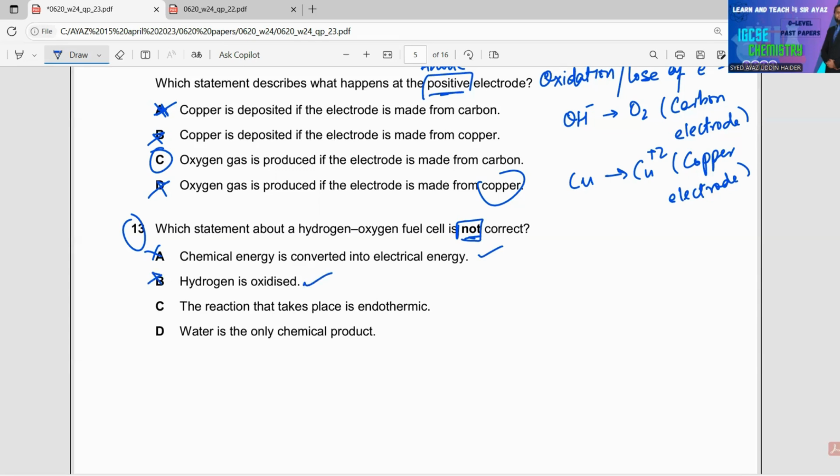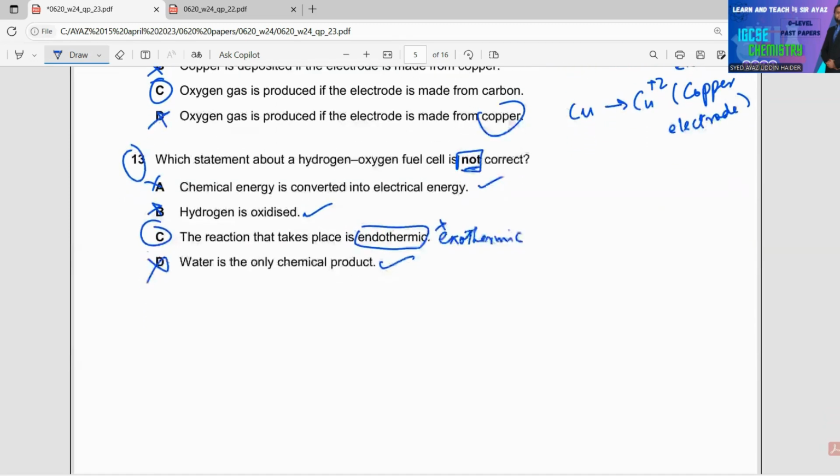C, the reaction that takes place is endothermic. Yes, the reaction is exothermic, not endothermic, and produces heat. Which means this is the right choice. Last statement, water is the only chemical product. This is correct. So it means this can't be the right answer.